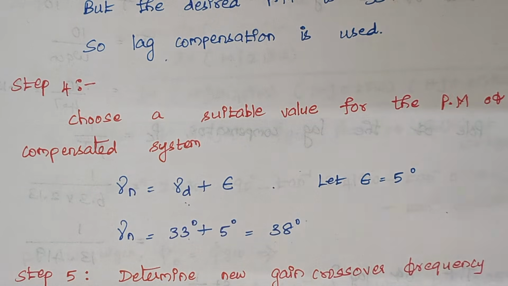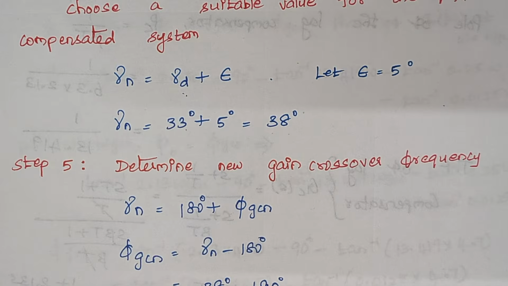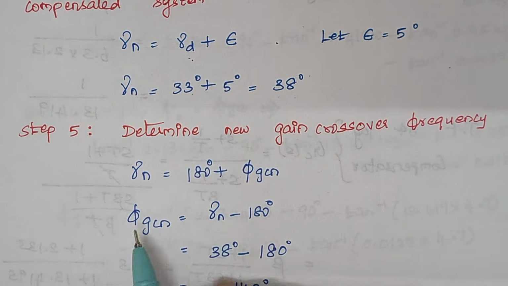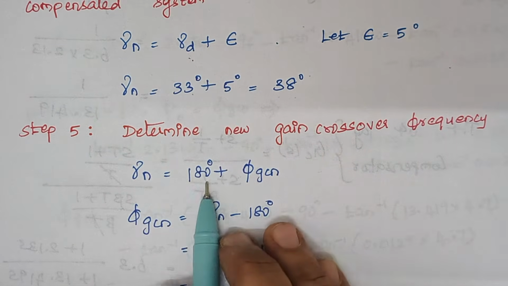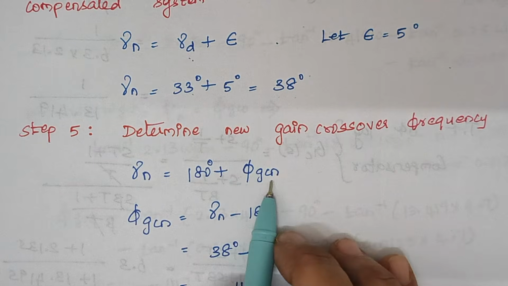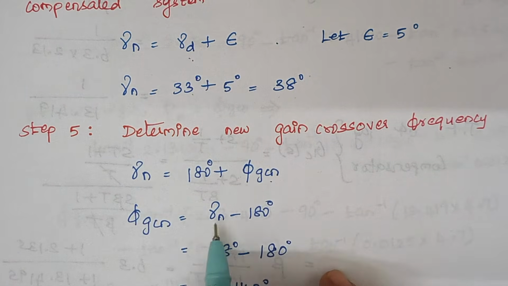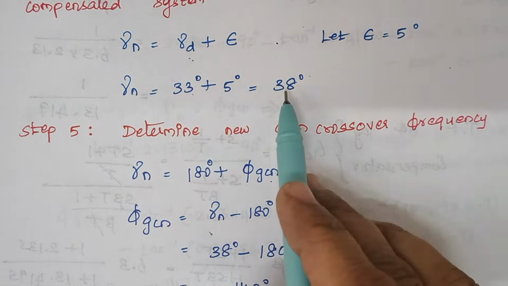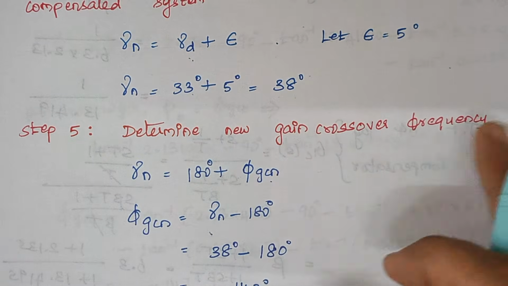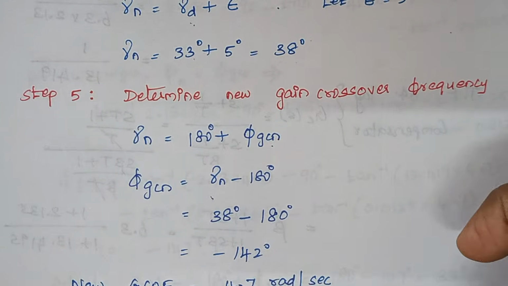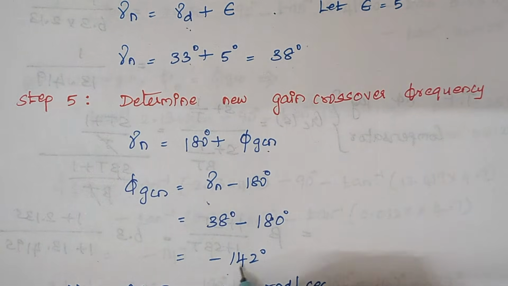Step 5 is determining the new gain crossover frequency. Again, the formula is gamma n is equal to 180 degrees plus phi GCN. So phi GCN is given as gamma n minus 180. The value of gamma n is 38 degrees, so just substitute it over here, and finally the angle is equal to minus 142 degrees. Keep this in mind.